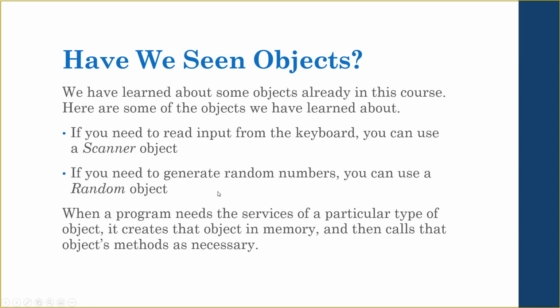When a program needs the services of a particular type of object, we need to create the object in memory, and then we can use the methods from that object however we need to. The nextLine method from Scanner, for example, or Random.nextInt. Those are methods that belong to those objects.